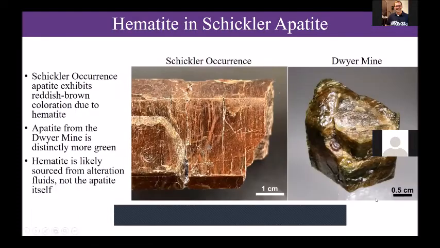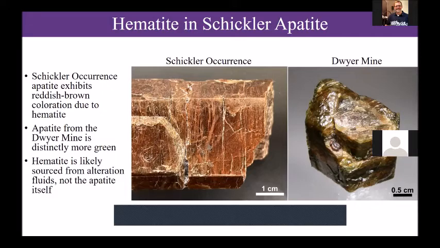Okay. So when we look at circular occurrence apatite crystals, we also notice that they are distinctly very red or reddish brown in color when compared to apatite crystals from the nearby Fission mine or also Dwyer mine being more distinctly green in color. So we think that the reddish color in these apatites is due to hematite, and we think this is likely sourced from alteration fluids, not from the apatite itself during the RMR process.